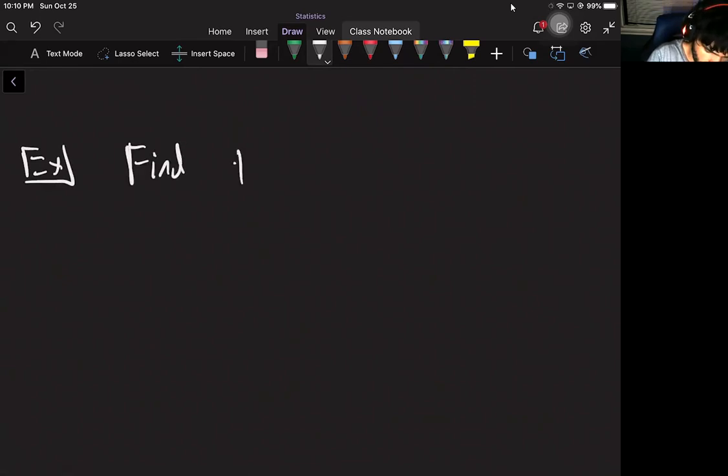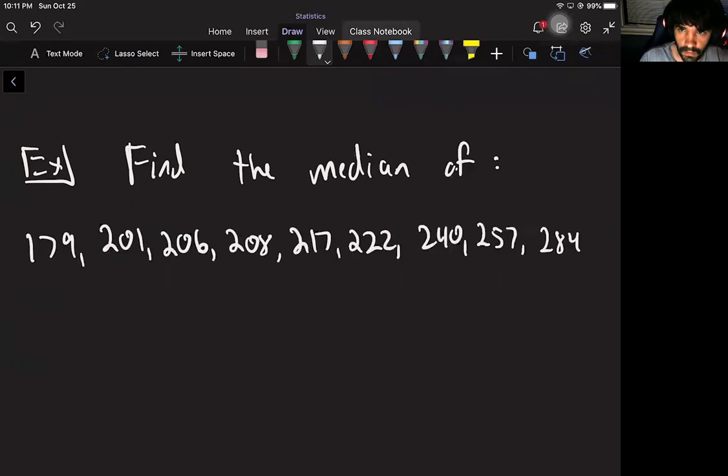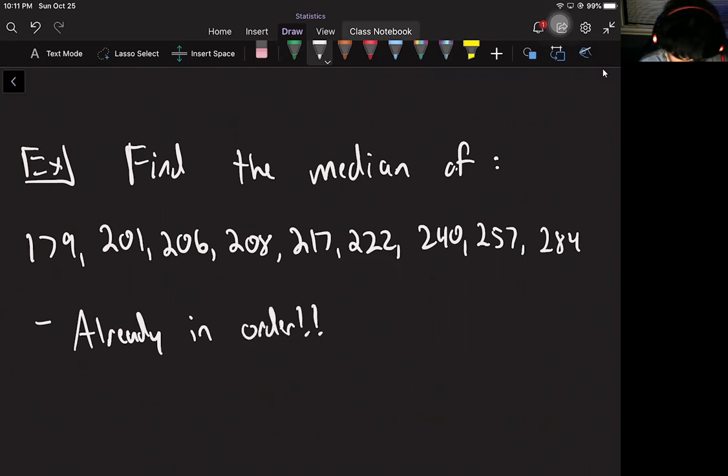So let's find the median of this data set. And I'm going to magically make the data appear so you don't have to watch me write it all down. Okay, so here is the data. So what do we got to do? We got to put it in order. Well, because I'm not annoying, I already put it in order for you. It's really annoying if it's not in order. So let's just say it's already in order.